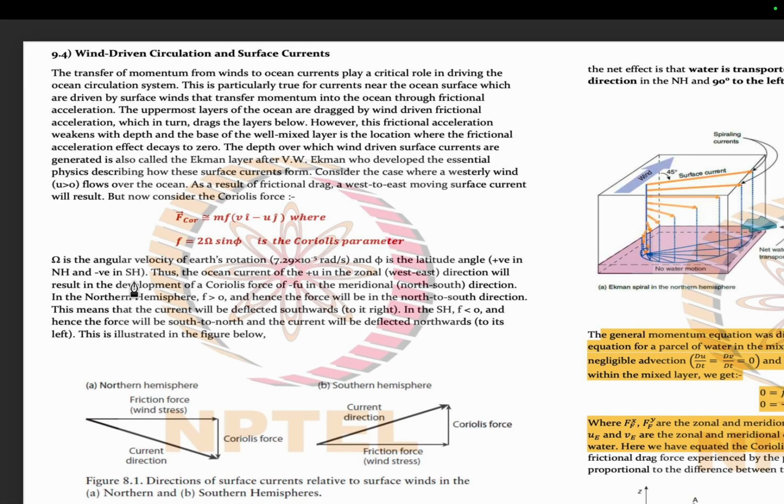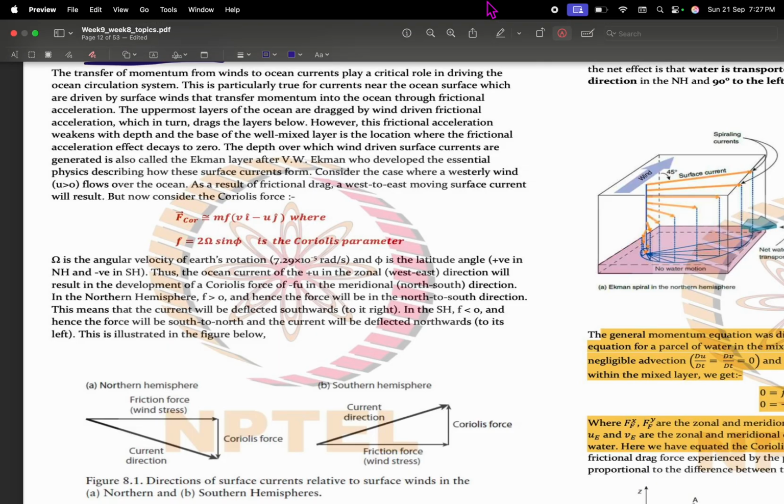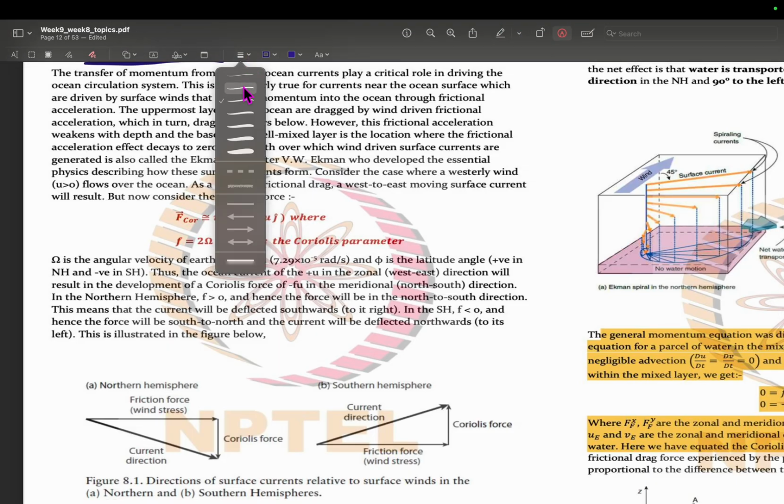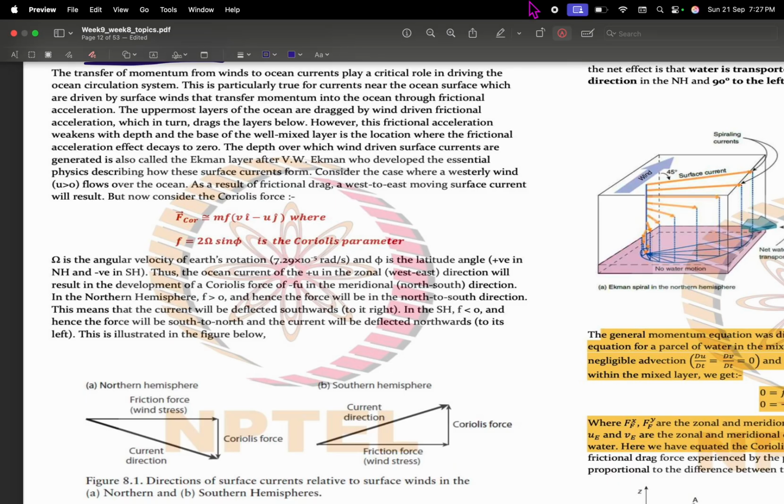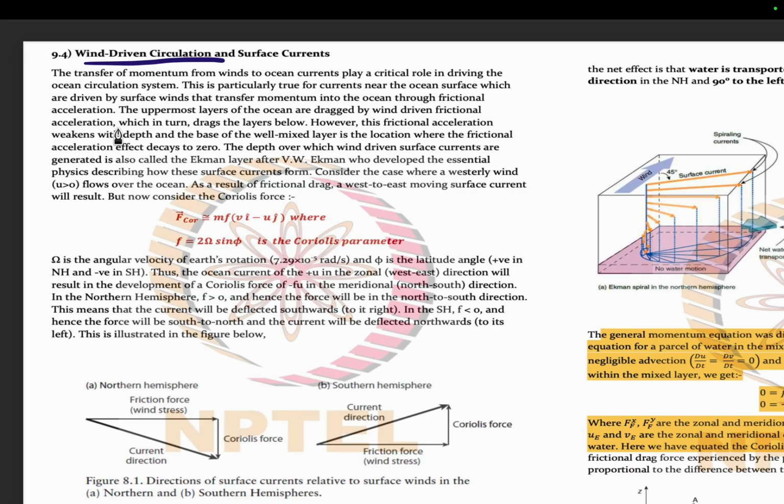The atmosphere and the ocean are not separate systems. They are both linked, and thus you get wind-driven circulation patterns and surface currents. The transfer of momentum from the winds to the ocean currents plays a critical role in driving the whole climatic system of Earth. This is particularly true for the currents near the ocean surface, which are driven by the surface winds that transfer momentum into the ocean due to frictional acceleration.